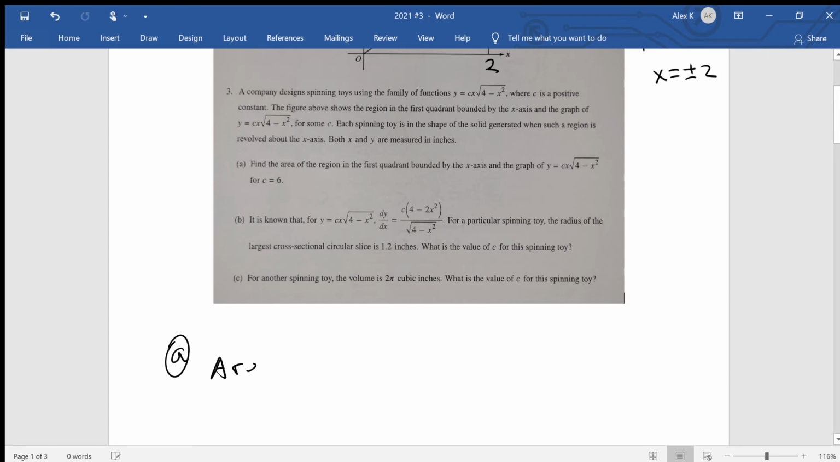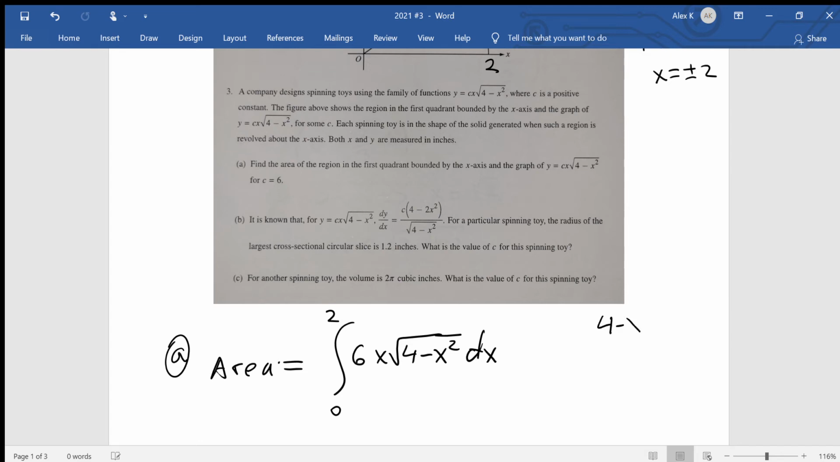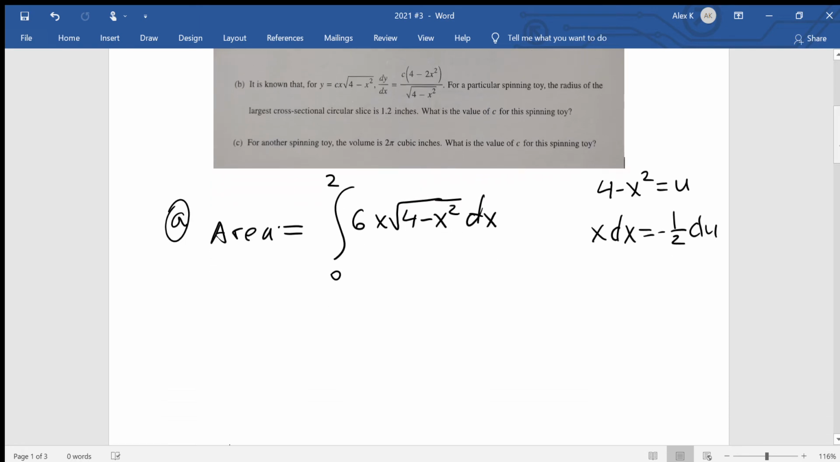To find the area of this region, we're going to do the integral from 0 to 2. It says the value of c is 6, so it's going to be 6x square root of 4 minus x squared dx. Now we do need to integrate that using u substitution. We're going to say 4 minus x squared is u, which gives x dx equals negative 1/2 du. Then from here we can make the substitution. So our area is going to be negative 3, because 6 times negative 1/2 is negative 3.